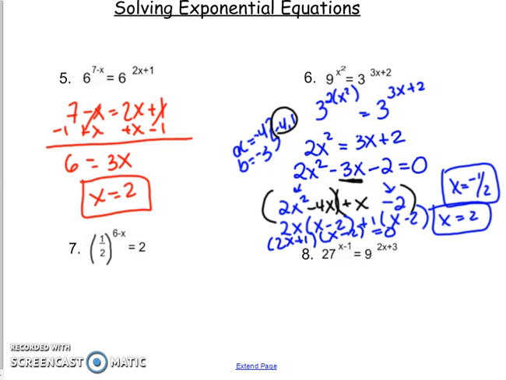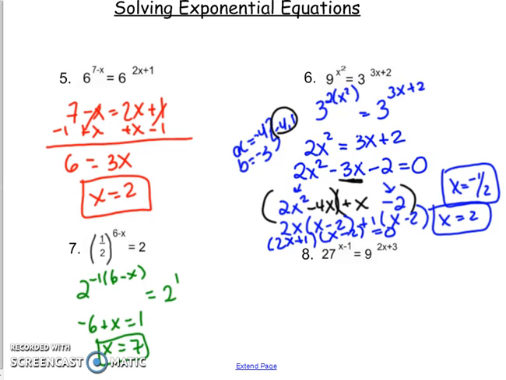And now in number 7, we have 1/2. Well, because we have a fraction, we know that the exponent has to be negative. So I'm going to rewrite 1/2 as 2 to the negative 1 power. And then that's 6 minus x. And then 2 is just 2 to the first power. So now that the bases are the same, we have negative 6 plus x equals 1. So x equals 7.